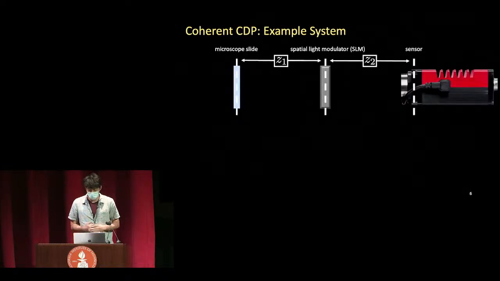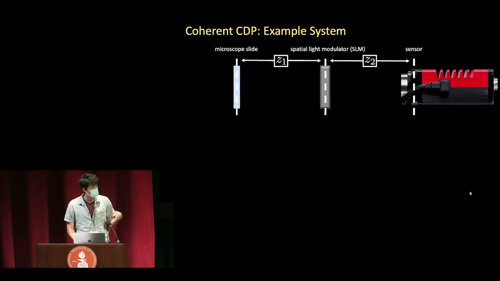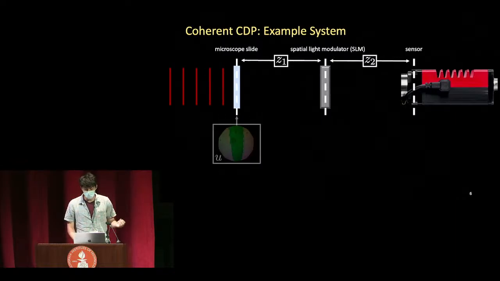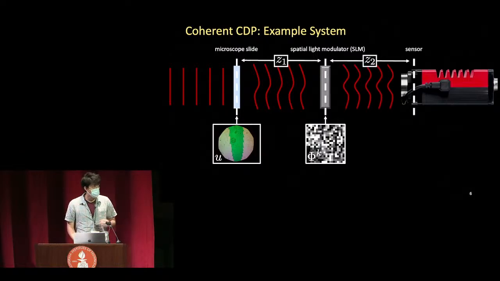Before diving into our method, we'll discuss CDP with coherent lights in more detail, starting with an example imaging system. In this system, we first illuminate a sample, such as a microscope slide, with a coherent laser light source. The resulting optical field propagates to a spatial light modulator, or SLM, which applies some modulation pattern to the field. The field then propagates from the SLM to the camera, and the camera measures intensity.